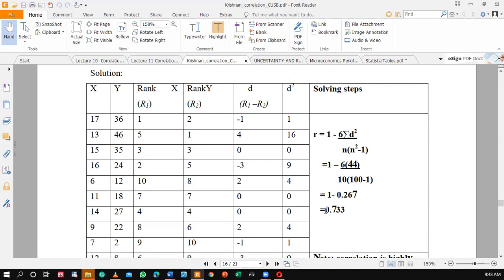This one, there's a positive correlation, and 0.7 is greater than 0.5. So we say that there's a strong or high positive correlation between X and Y.